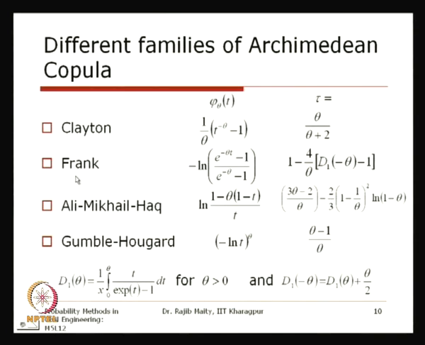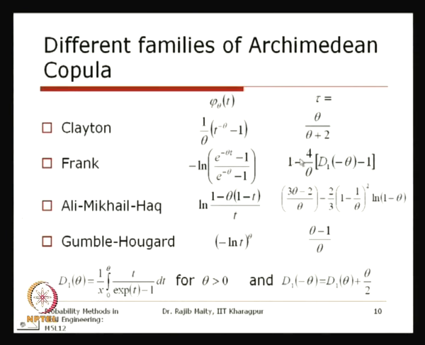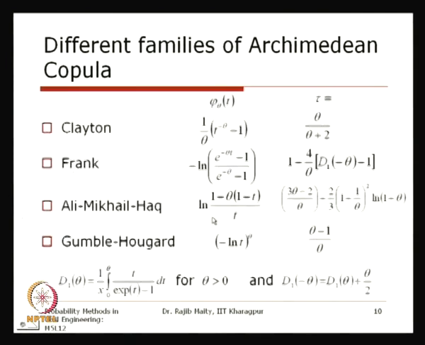Similarly, for the Frank, the generator is minus log natural of e power minus theta t minus 1 divided by e power minus theta minus 1. So, these are the generators which we have already discussed here. Now, here what we are showing is that if we feed this generator into this equation, then this is how the relationship between tau and theta comes.